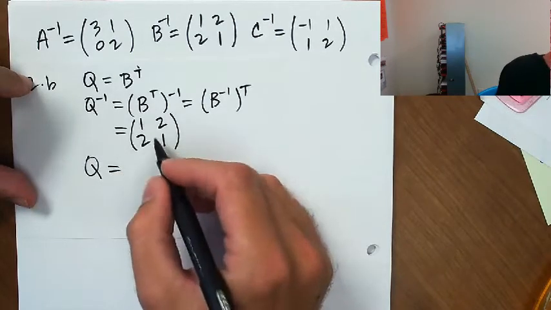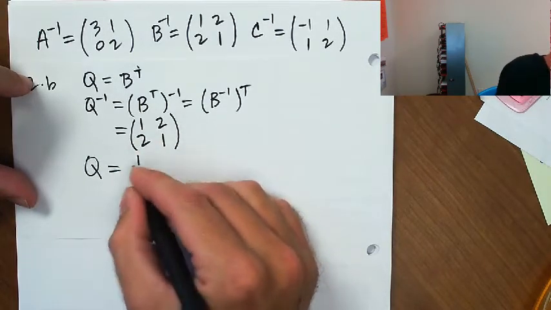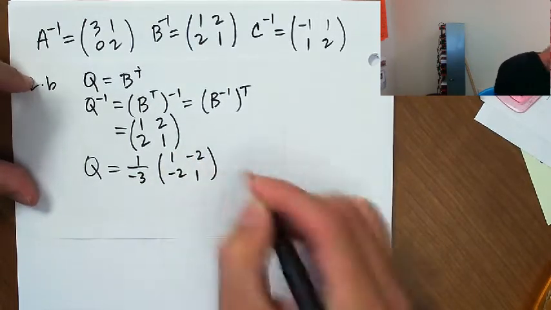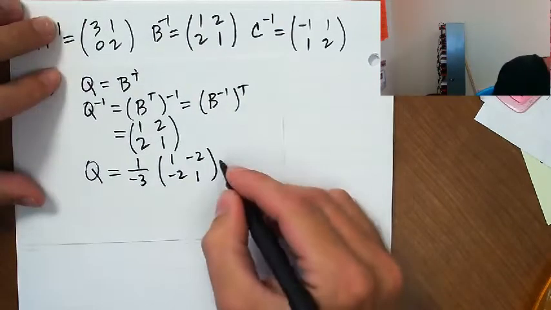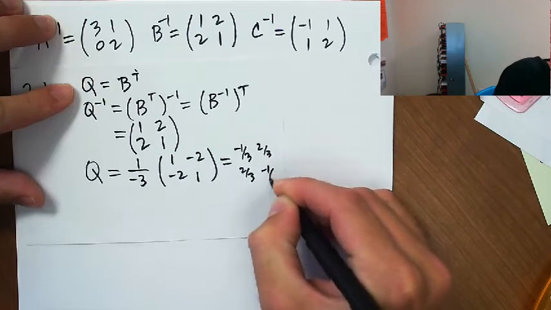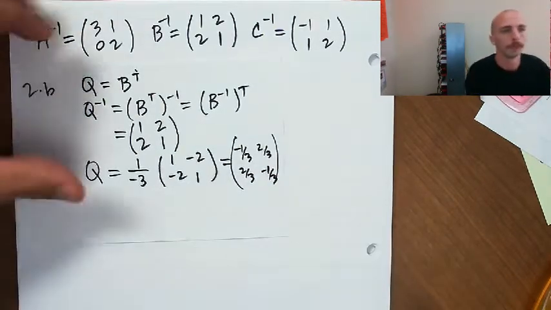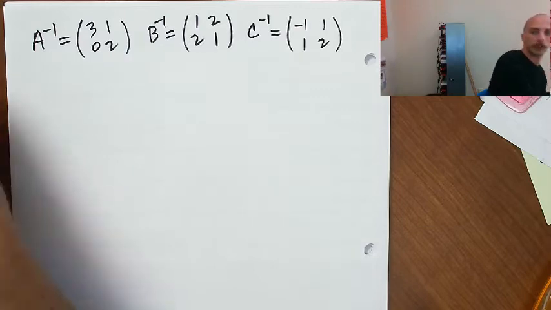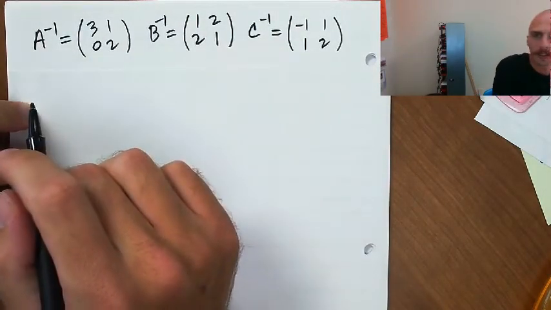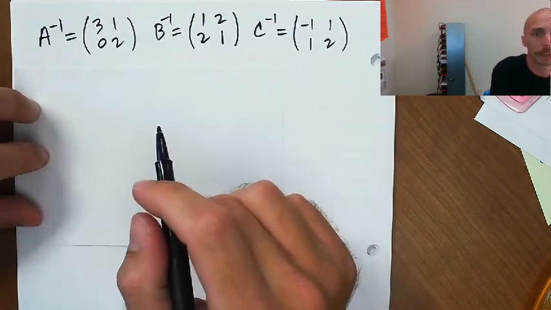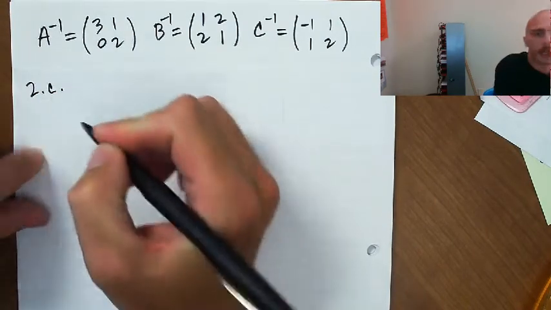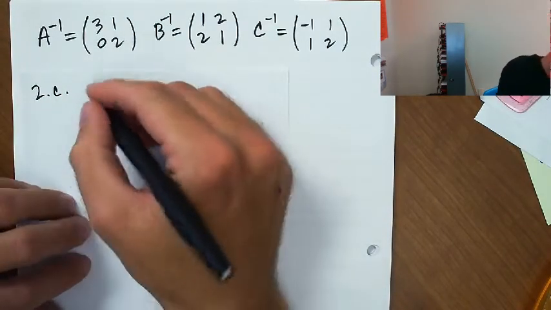Its determinant will be 1 minus 4, which is negative 3. We're going to swap these, make these negative. And I can do that. That's Q. Now 2C, Q equals AC. Maybe this problem set was supposed to be find Q inverse. That would make more sense, but I'll just do it as it's written. And 2C is going to be Q equals AC.